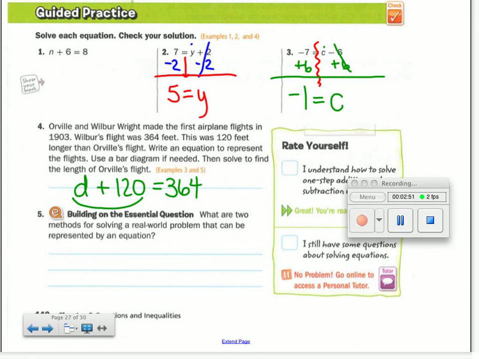The second point is solving for D. So technically I'm going to take minus 120, minus 120. We cancel this, and D equals, what's 364 minus 120? Anyone know? 244. And what do you think? Is there a label with this? Yeah, what would it be? Yeah, feet. Good.